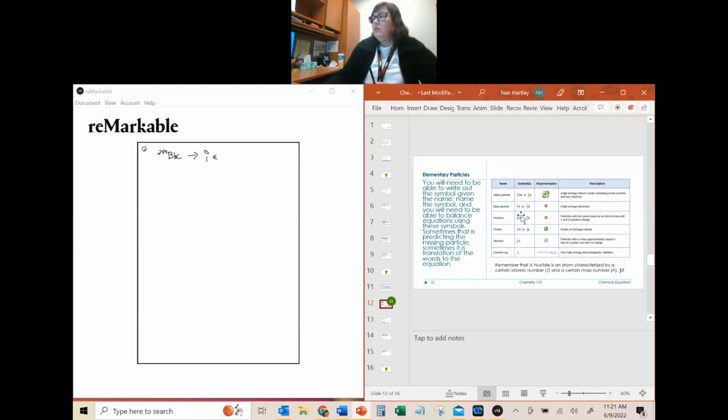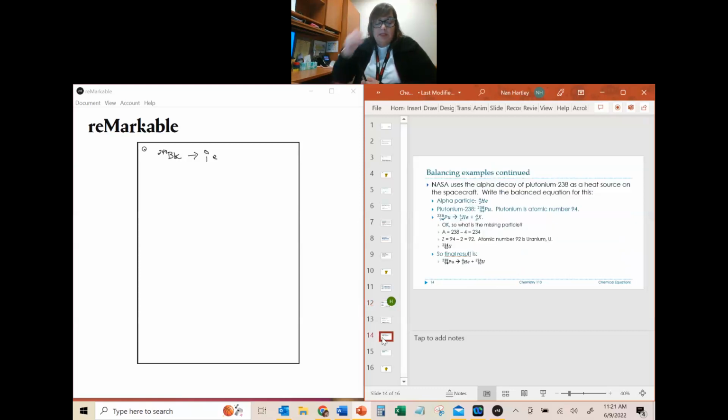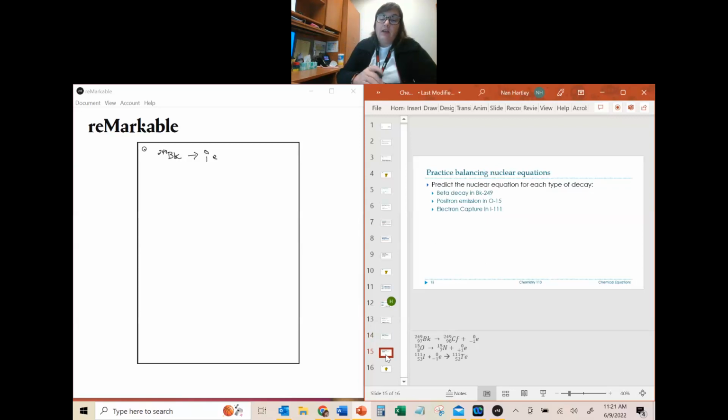Zero, 1, E. So it's a positive electron. That's my beta particle. And it's a decay, so that comes off on that side. I'm going to have to talk about what the other product is. So this is going to be an AZX. So positron emission in O15, that's an O15.